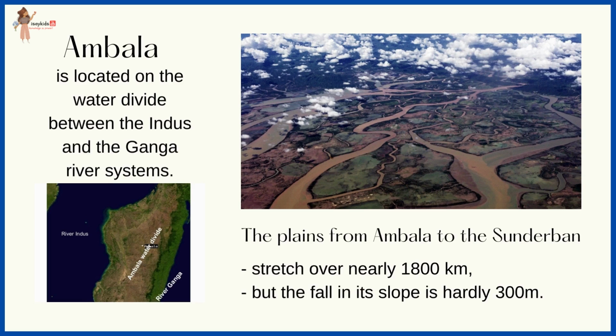Ambala is located on the water divide between the Indus and Ganga river systems. The plains from Ambala to the Sundarbans stretch over nearly 1800 km, but the fall in its slope is hardly 300 meters. In other words, there is a fall of just 1 meter for every 6 km. Therefore, the river develops large meanders.